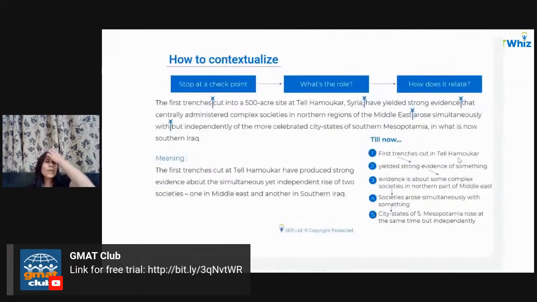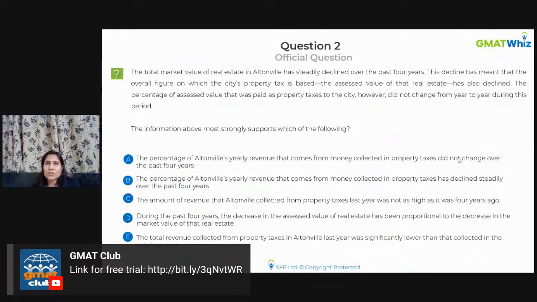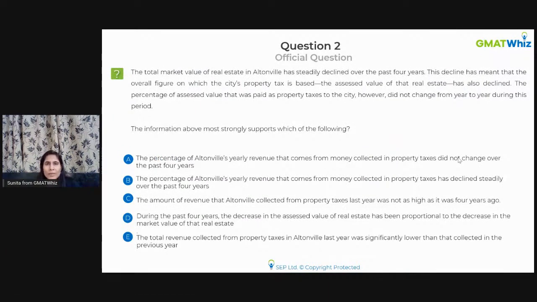So this is what I was trying to do out there, and now I want you to try this contextualization skill at this next official question.